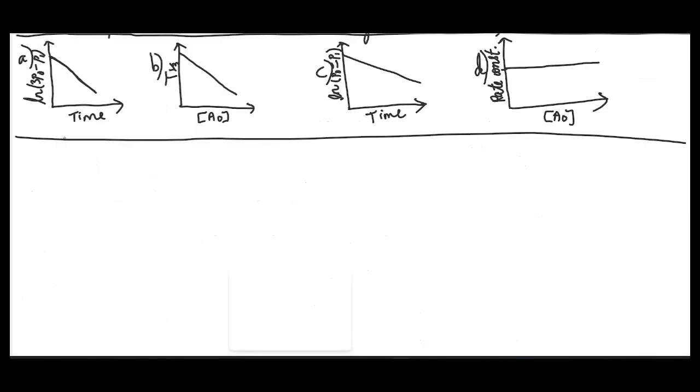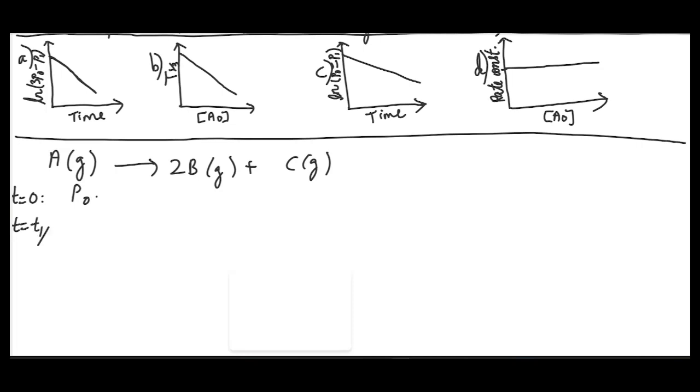Now let us see the solution of this question. So the given equation is A gives 2B plus C. Now here temperature is given to be 300 Kelvin. Now at time t is equal to 0, pressure is given to be P0, and at time t is equal to T1 by 3, that means they have given the pressure is reduced to 1/3 of its initial value. That means P0 becomes P0 by 3.